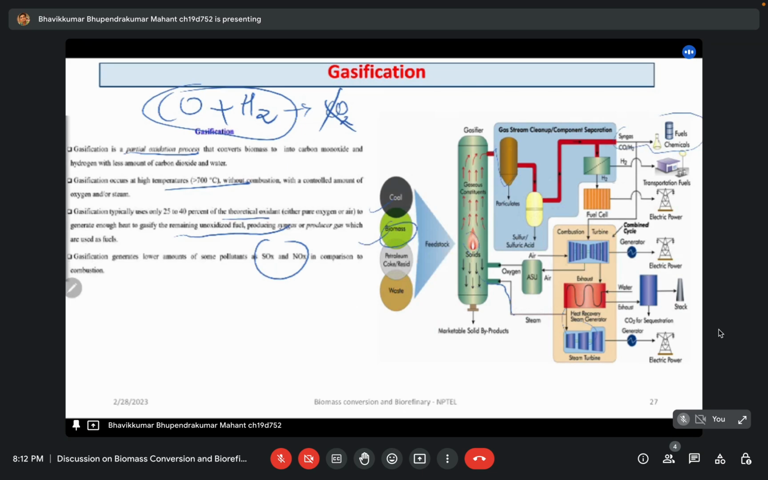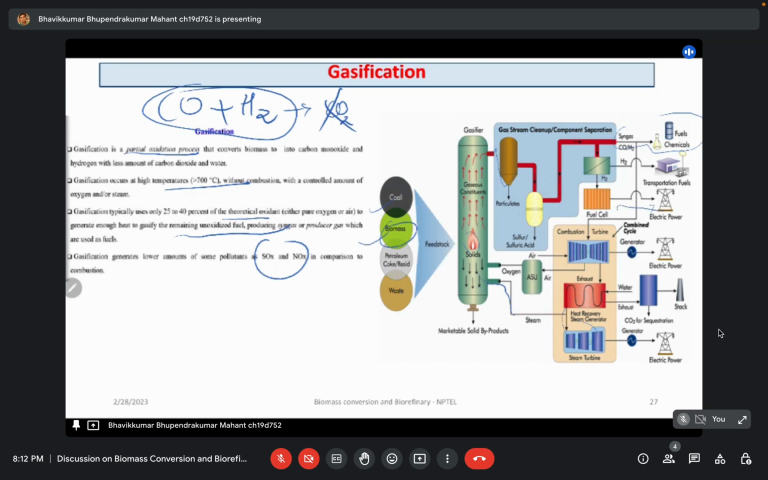And you can separate the hydrogen out of it. Hydrogen can be used as a transportation fuel in vehicles, and you can use it in fuel cells, where you will get electricity, which will be used as electric power.